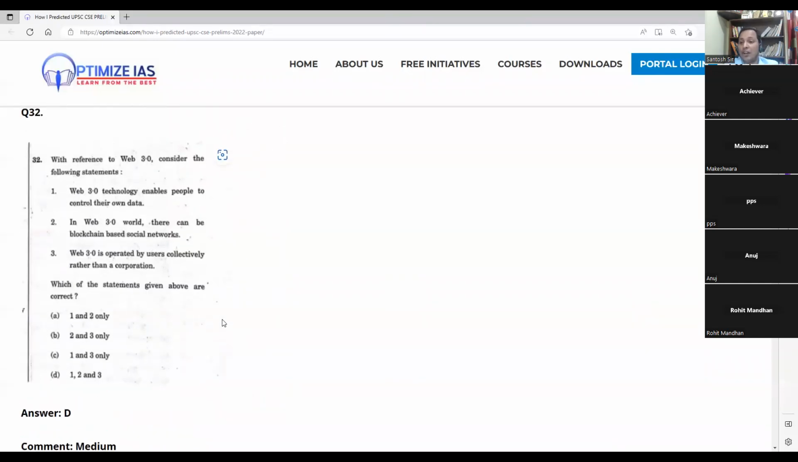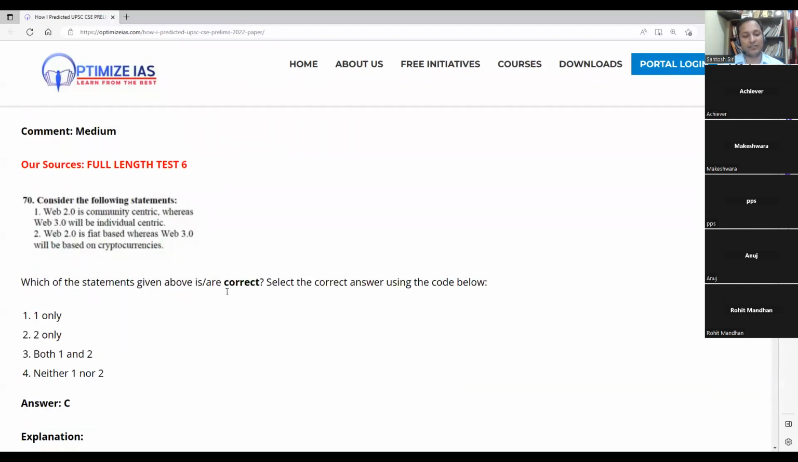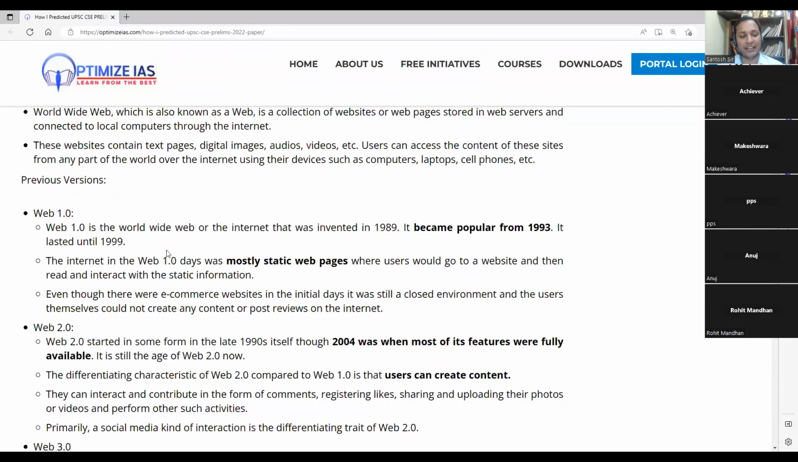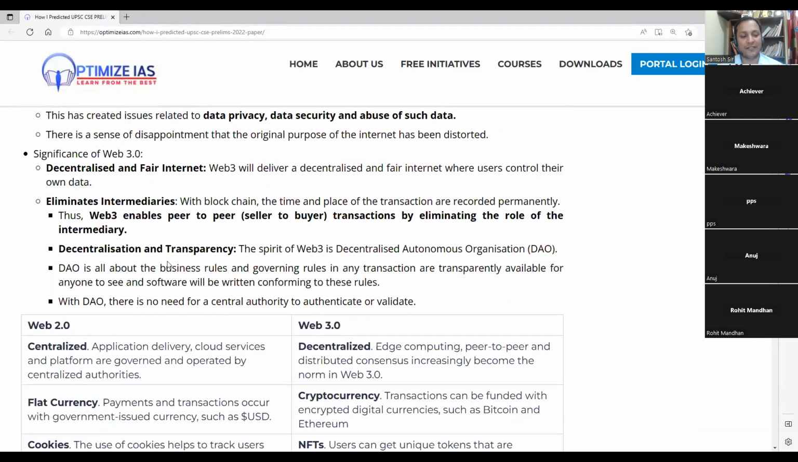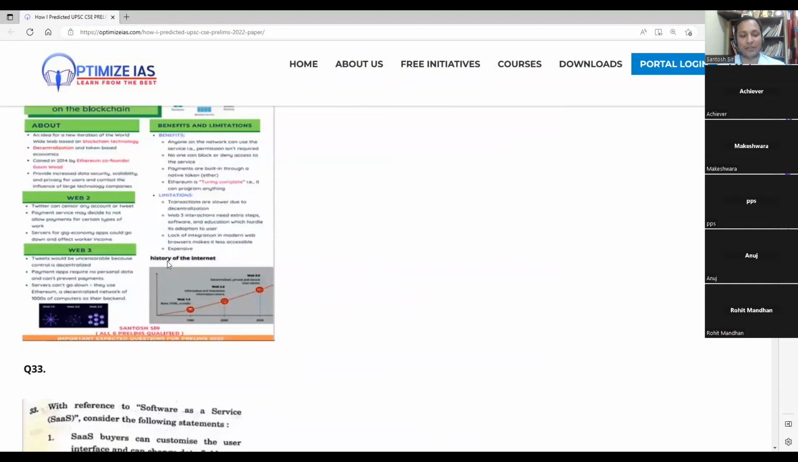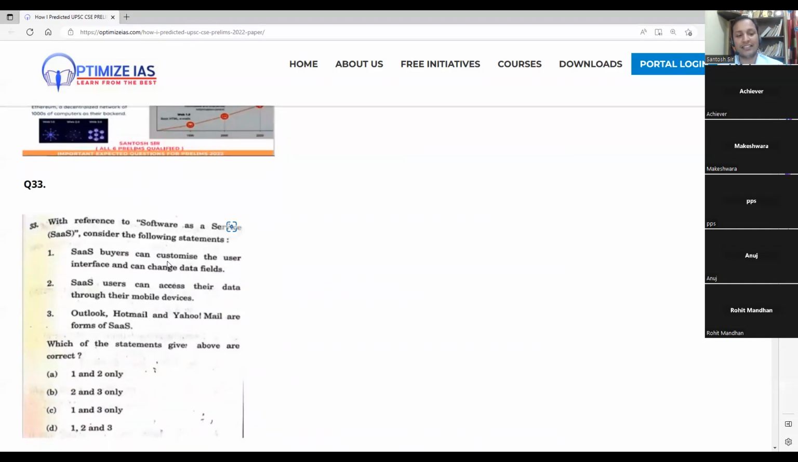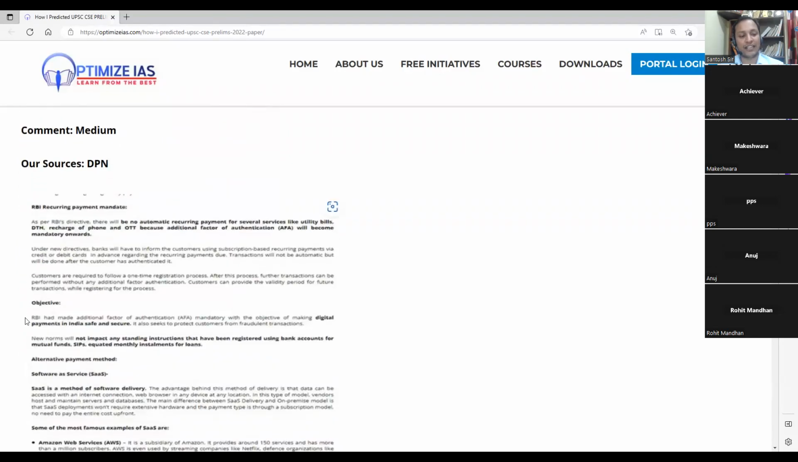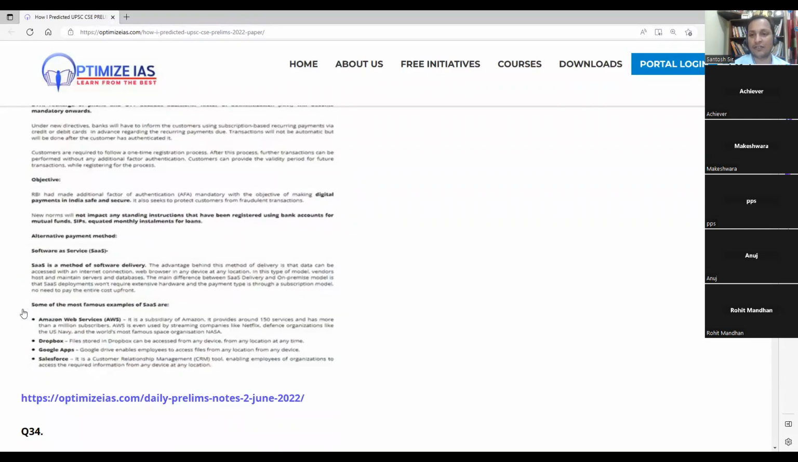See, now science questions. Each and every science question, 14 out of 14 science questions were from my source. Let me just quickly go through. Web 3.0. You see, Web 3.0, FLT6. Okay. FLT6. You see here. Web 3.0 card also I had given. Optima card also I have given. SaaS, software as a service. You can see here, software as a service.